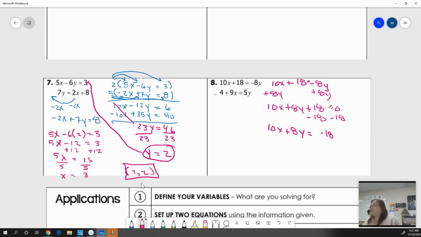Now this one, I'd have to subtract the 4 from both sides, and I'd get 9x equals 5y minus 4. And then I'd have to subtract the 5y, subtract 5y. And I get 9x minus 5y equals negative 4. And then I can stack these, right? 9x minus 5y equals negative 4. And then I have to start looking at how am I going to eliminate something, right? I'm going to have to find a common multiple, the least common multiple of one of these.